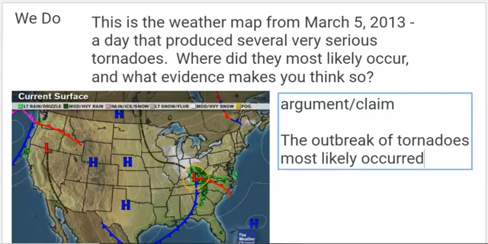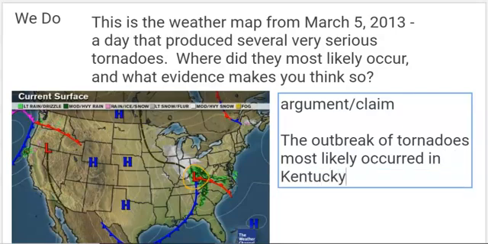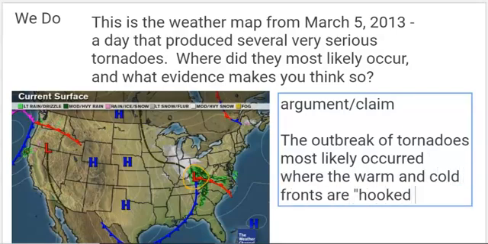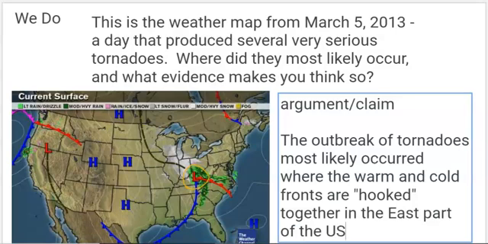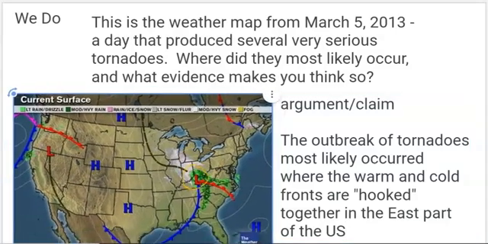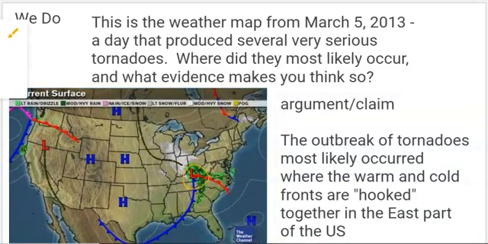Different ways you might answer that. If you know what states those are in, you could simply answer like that: most likely occurred in Kentucky. If you don't know what states those are, you could just describe what you see on the map: most likely occurred where the warm and cold fronts are hooked together in the east part of the U.S. And that would be an argument. You just want to answer the question, where do you think they occurred? They most likely occurred right here. And we just have to have some way of explaining that.